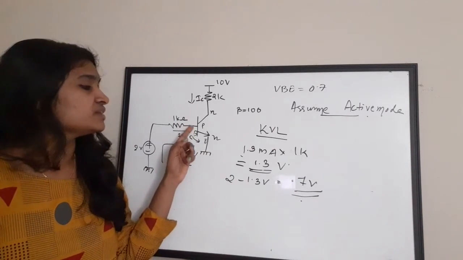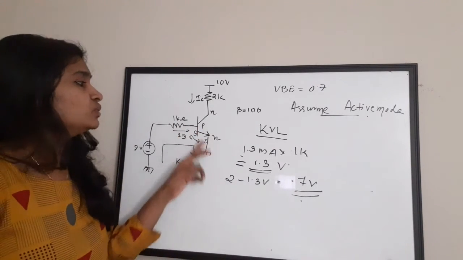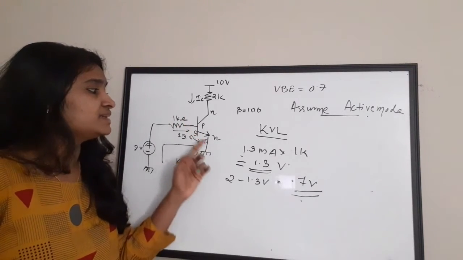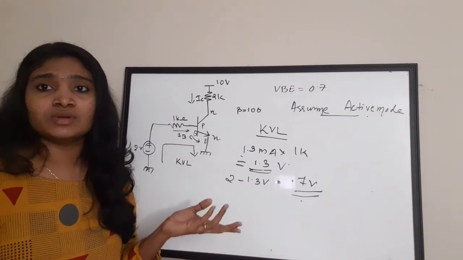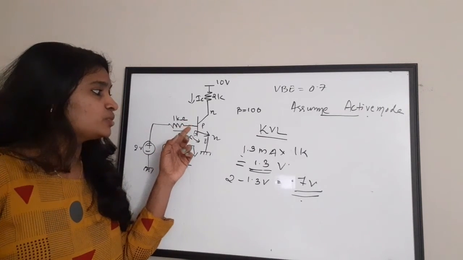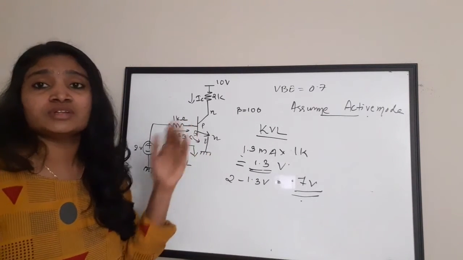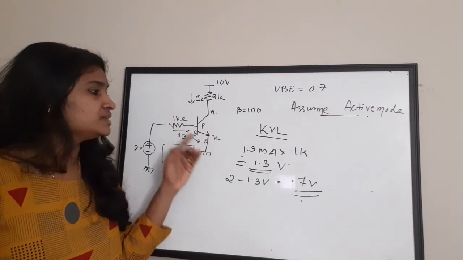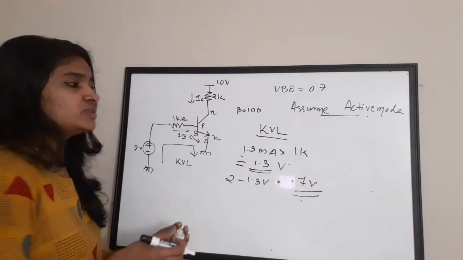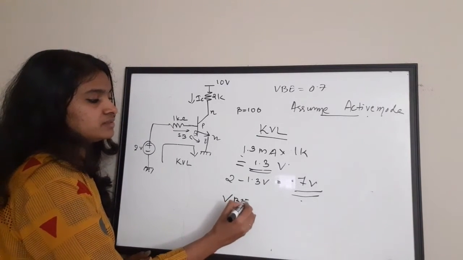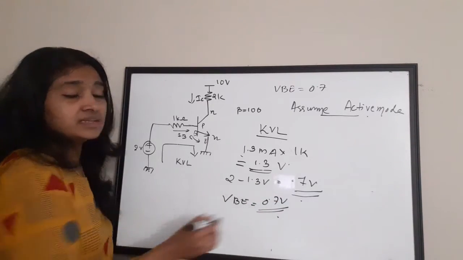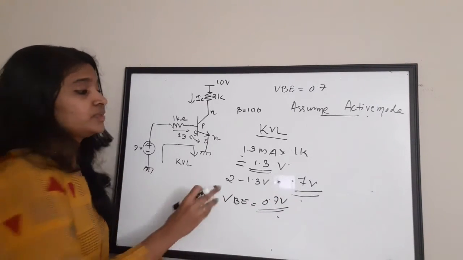So there is 0.7 coming across the base, and we know that the emitter is grounded. So what is the voltage difference between base and emitter? It is 0.7 only. Base is having 0.7, emitter is grounded, which means the difference in potential between those terminals is 0.7. So that is equal to VBE, right? So VBE is again obtained as 0.7. That is, our assumption is correct.